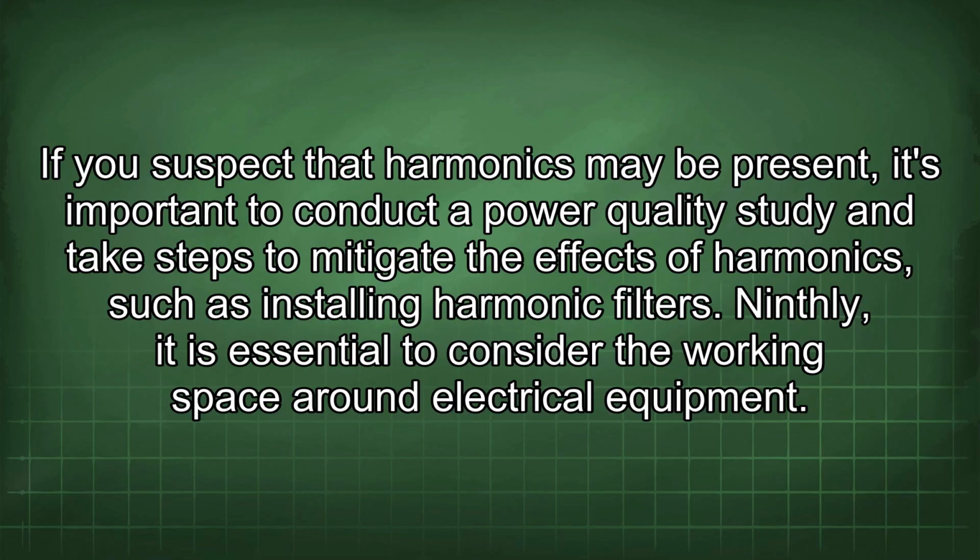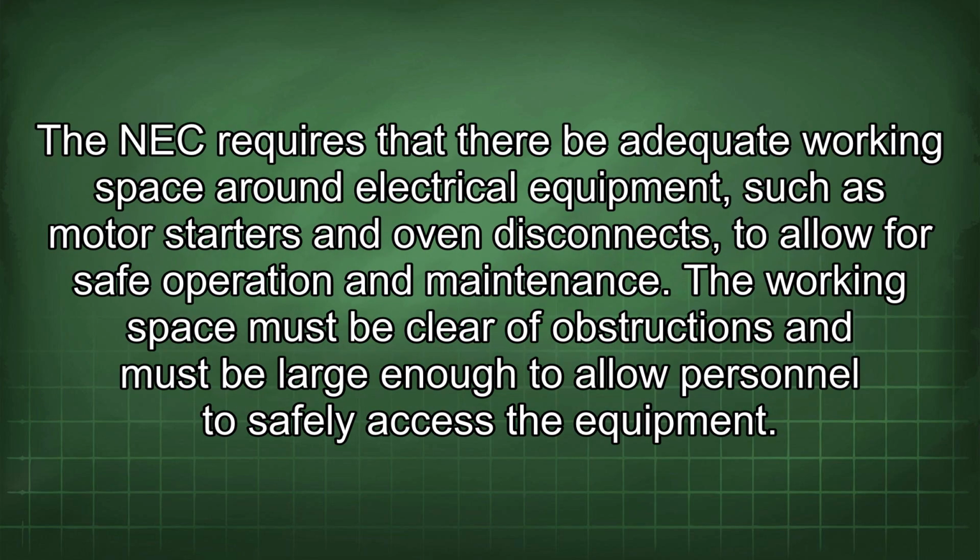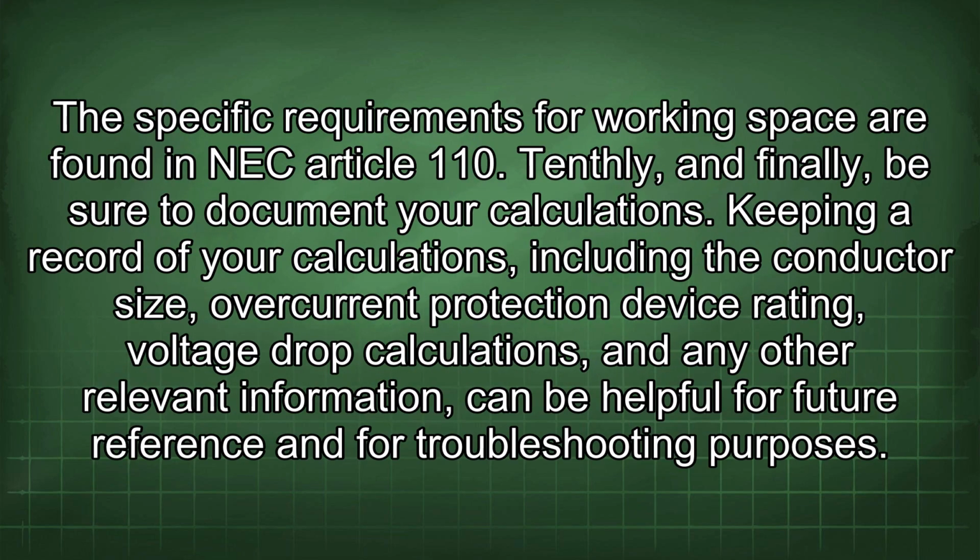Ninthly, it is essential to consider the working space around electrical equipment. The NEC requires that there be adequate working space around electrical equipment, such as motor starters and oven disconnects, to allow for safe operation and maintenance. The working space must be clear of obstructions and must be large enough to allow personnel to safely access the equipment. The specific requirements for working space are found in NEC Article 110.